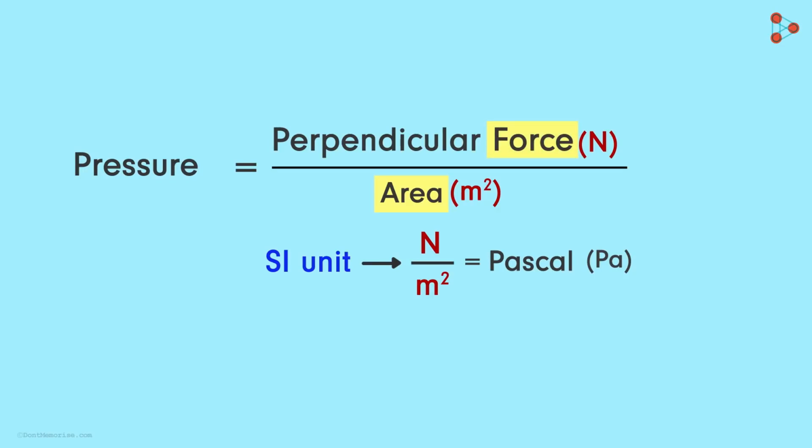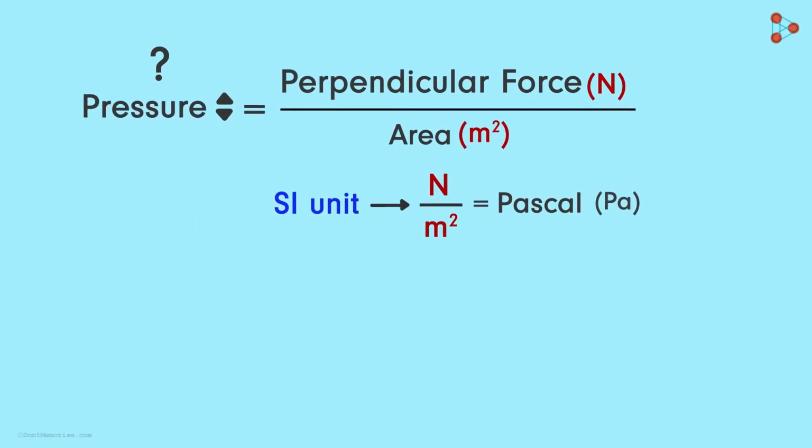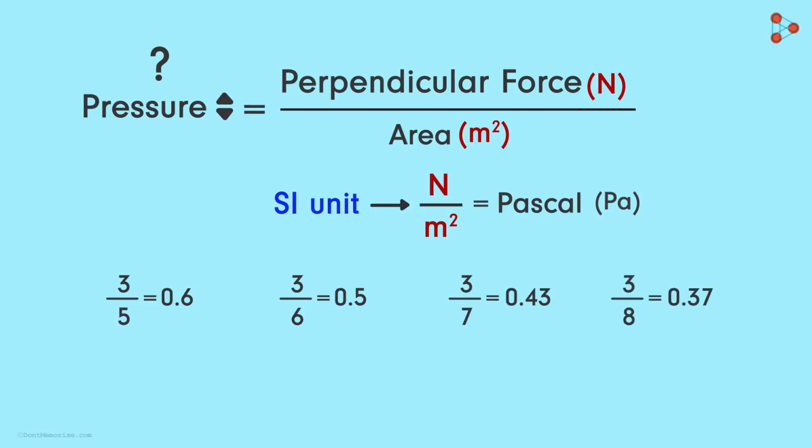Say I keep the force constant and I keep increasing this area. What will happen to the pressure? Will the pressure increase or decrease? Use pure mathematical logic to answer this. If I have a fraction and I keep the term in the numerator constant and keep increasing the term in the denominator, then will the fraction increase or decrease? Surely it will decrease. So the pressure will decrease if I increase the area while keeping the force constant.